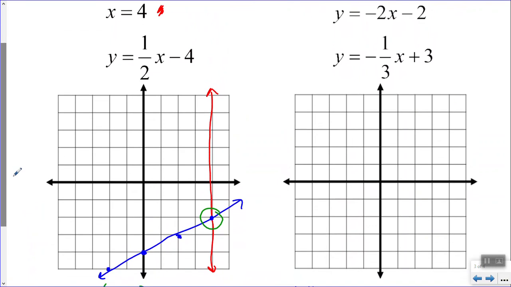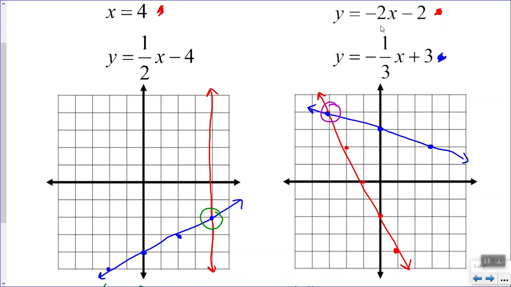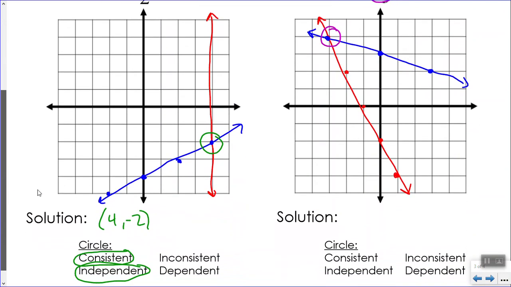Go ahead and pause the video, graph the second system, and see if you can figure out the solution. Alright, so if we graph each of these lines, since they're both in slope-intercept form, if we look at them right away, we notice that they have different slopes. So we know that they are going to intersect at some point. We can find that fairly easily. And if we look at this, we'll see that our solution is at the point -3, 4.